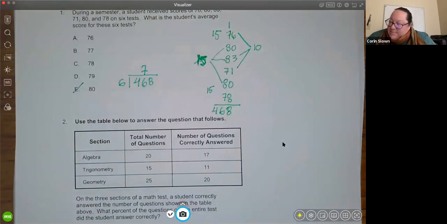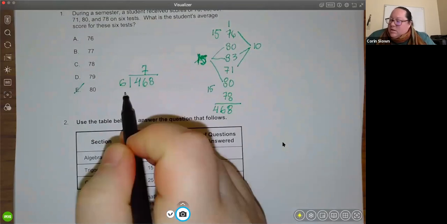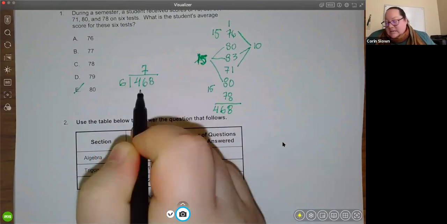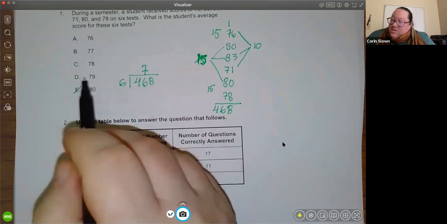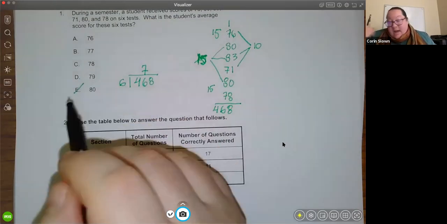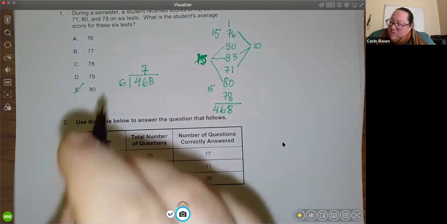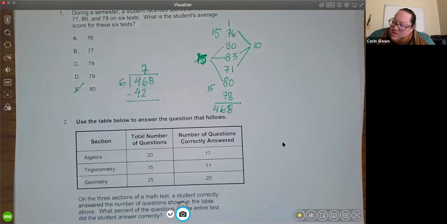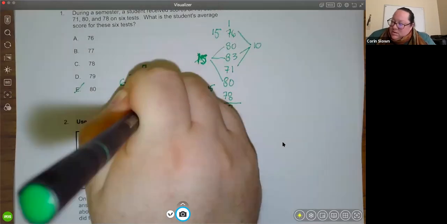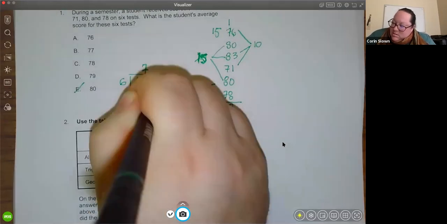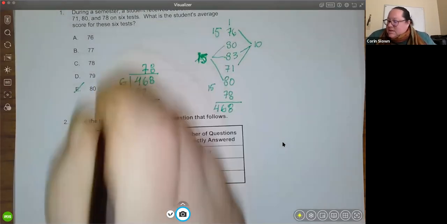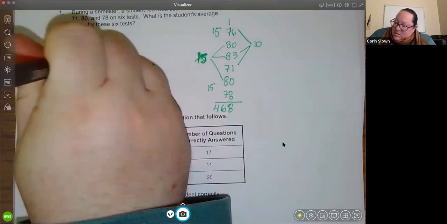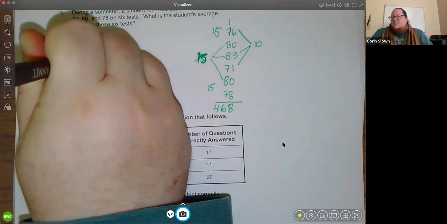Now, I can either do that because I know the math, where I would say, well, 6 times 7 is 42. 6 times 8 is 48. But I can actually also use my answers as a help if I'm not as familiar with my multiples. Then I'm going to subtract. 6 goes into 48 8 times. That means my answer is going to be C.